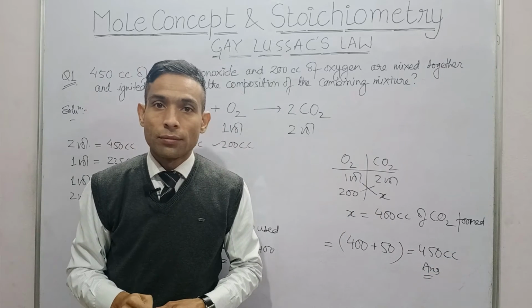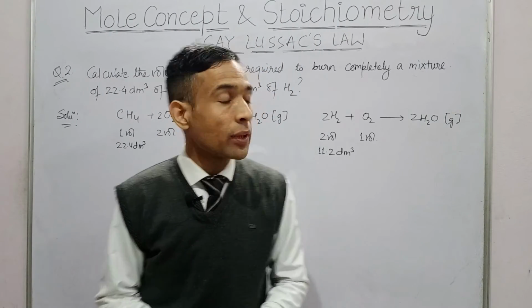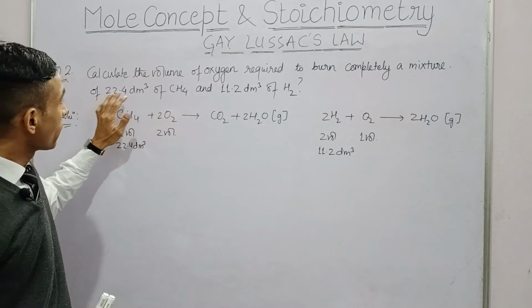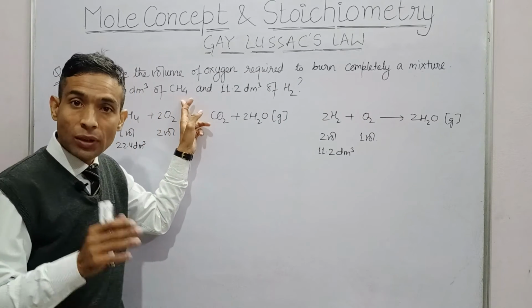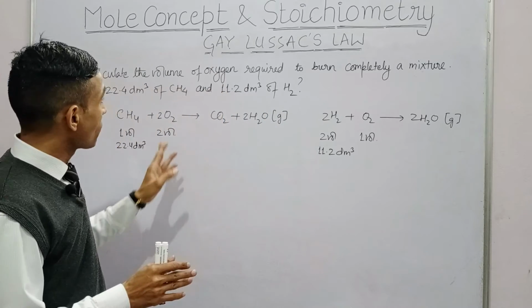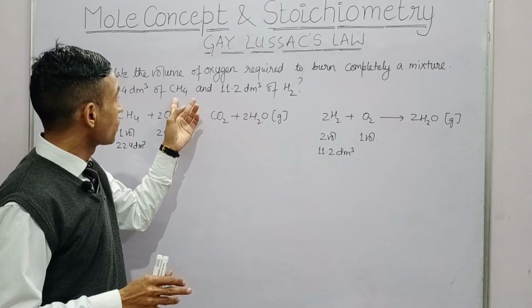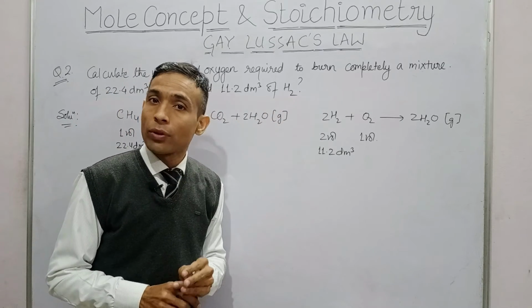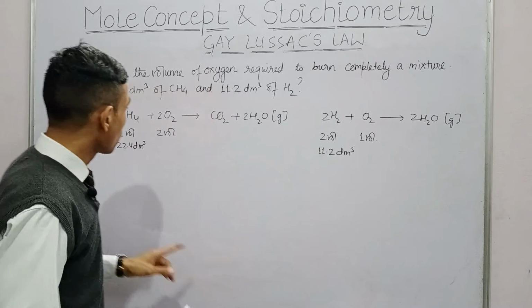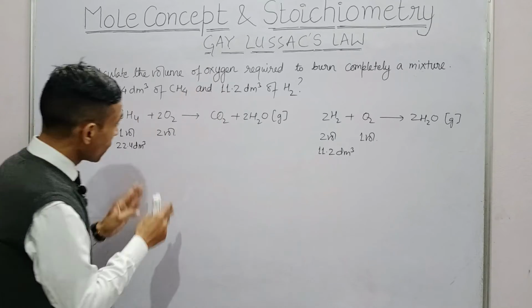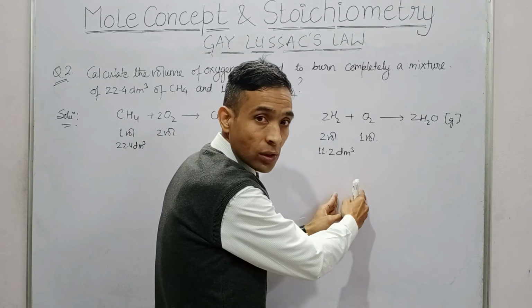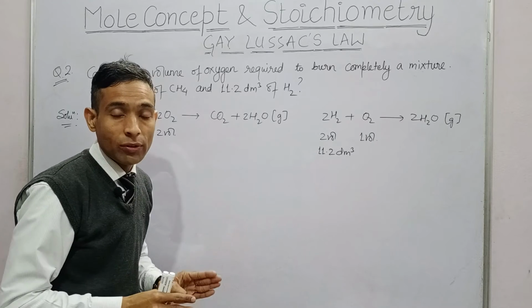Let's do our next numerical. In our next numerical we have to calculate the volume of oxygen required to burn completely a mixture of 22.4 decimeter cube of CH4, this is methane, it is a hydrocarbon, and 11.2 decimeter cube of hydrogen. Now here we have a mixture that contains two compounds, methane and hydrogen, and they are going to react with oxygen. Now this does not mean that they are going to react with oxygen in one reaction. They are going to react with oxygen in two separate reactions. We are going to find out how much oxygen is used in the methane reaction and in the hydrogen reaction. We are going to add this up and this is going to give us our answer.